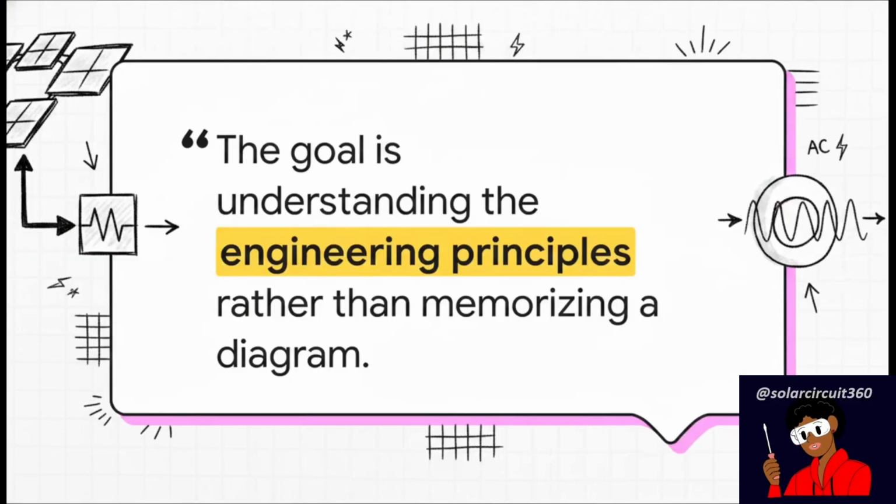Simple as that. As we wrap up our energy journey for today's explainer, I really want to highlight this awesome quote from our source material. The goal is understanding the engineering principles rather than memorizing a diagram. And honestly, by tracing the actual physical flow of this energy from the steady DC through the rapid-fire MOSFETs up into the magnetic fields of the transformer and out as perfectly shaped AC, you guys have done exactly that today. Really understanding the physical reality of this makes troubleshooting a breeze and makes your system designs vastly safer.